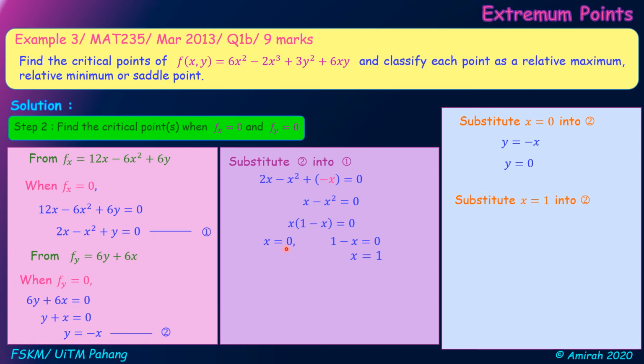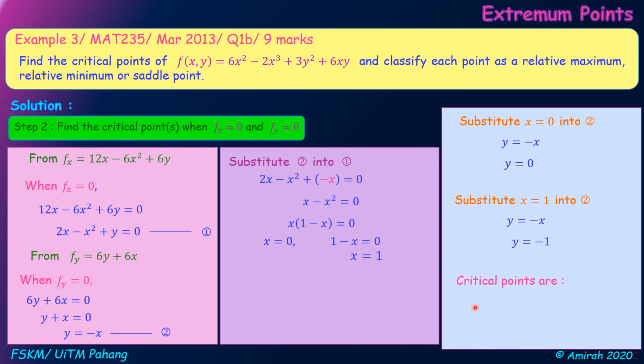After we substitute x equals to 0, then we substitute the second value of x, which is 1. So now we substitute x equals to 1 into equation 2. Okay? From 1 and 2, we choose equation 2 because equation 2 is easier. So from equation 2, y equals to negative x. So when we replace x here with 1, we get y equals to negative 1.